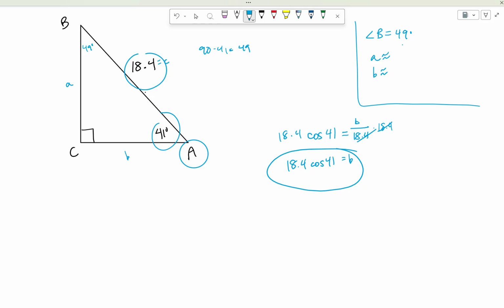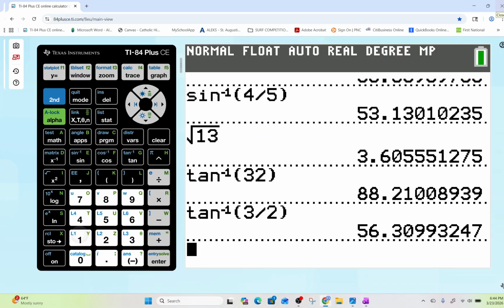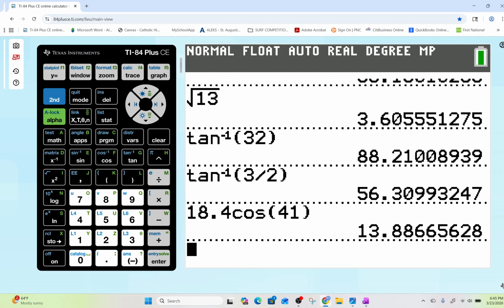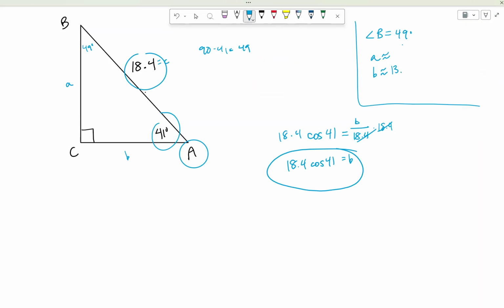And then let's go ahead and punch that into the calculator. 18.4 cosine of 41. Close my parentheses, and I get 13.88. So we round our sides to the nearest tenth. So this is going to be 13.9 for lowercase b.